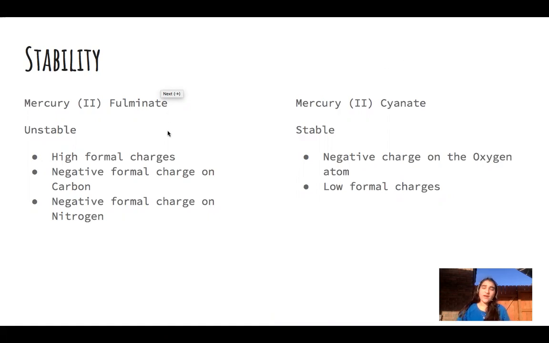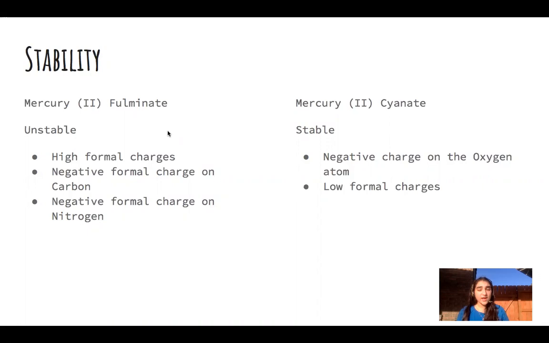Fulminate is very unstable. It's okay, it's doable, it's here in nature, it does exist, but the reason why it's unstable is because it has a high formal charge: a negative formal charge on carbon, and a negative formal charge on nitrogen, as we had seen. And usually we want those to be a 0, which is what we see in the cyanate.